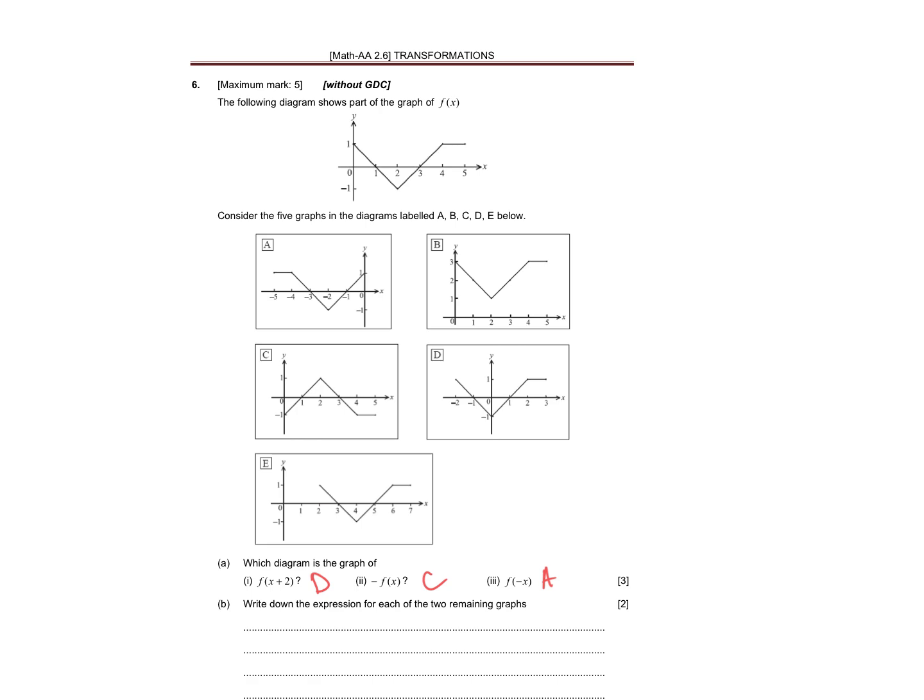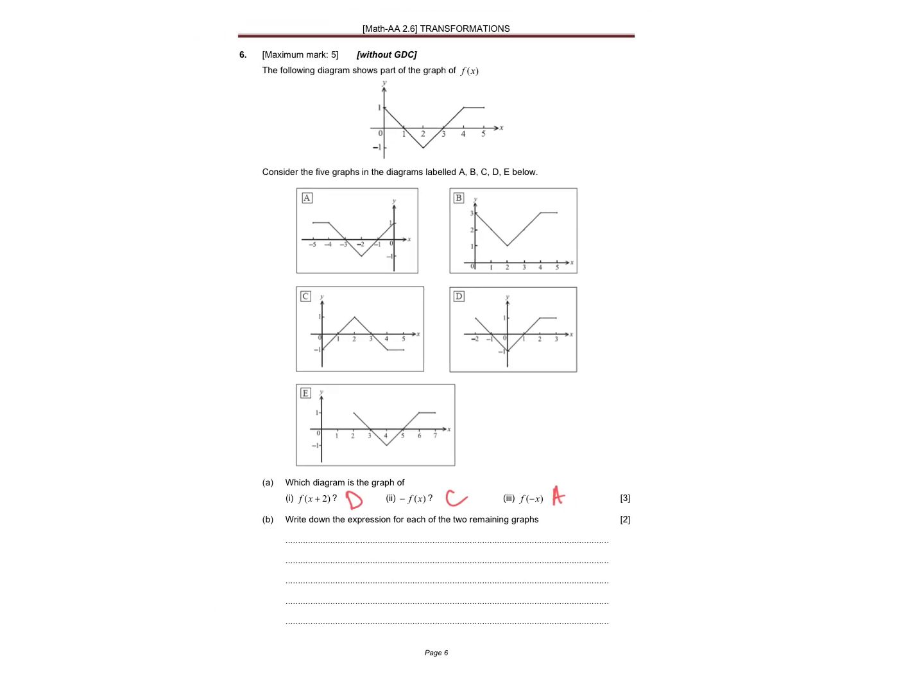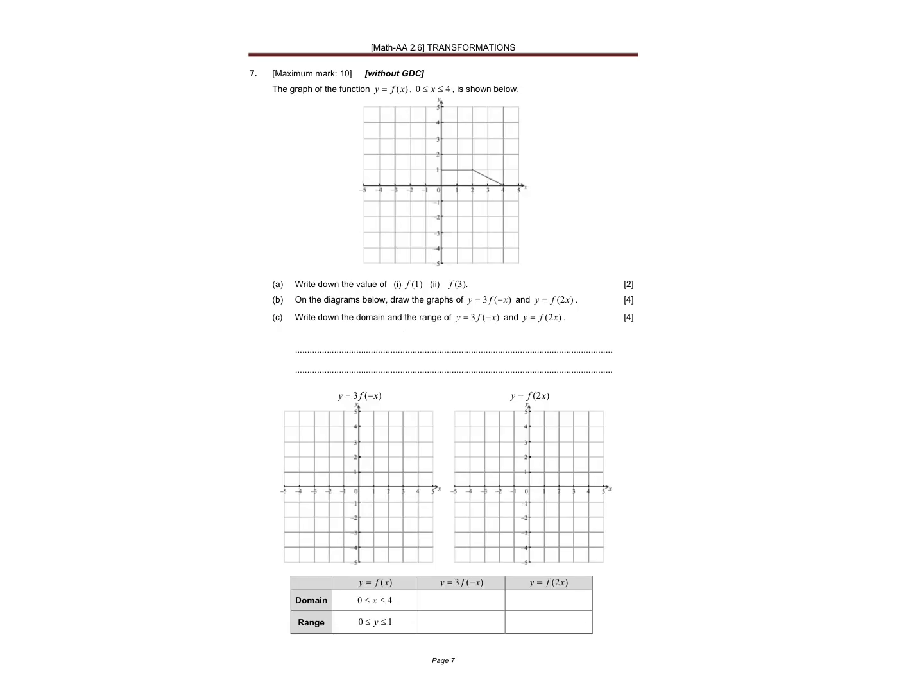So this is A. Write down an expression for the 2 remaining graphs. So B is going to be f at x, and we're going up 2 units. Everything moves up 2. And this one is going to be f at x, and we're moving to the right 2 units.